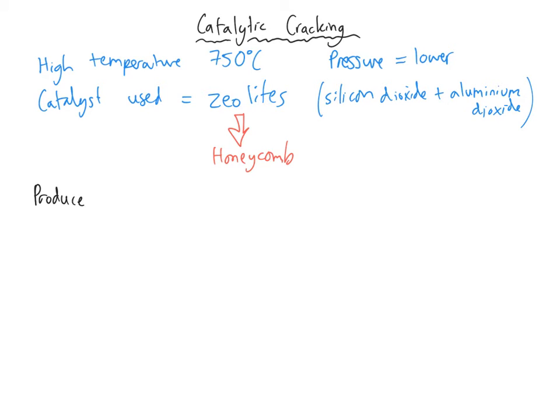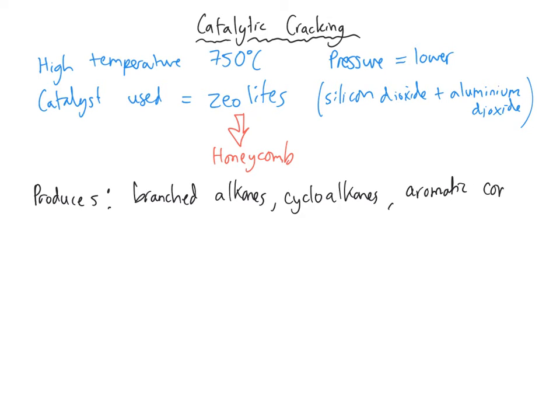This type of cracking doesn't produce so many alkenes. In fact, this type of cracking produces branched alkanes. Obviously, it produces the shorter chain alkanes as before, but it produces the branched alkanes, it produces cycloalkanes, and it produces aromatic compounds. Now, aromatic compounds, they're called that because they smell, but they're far more sophisticated than that.